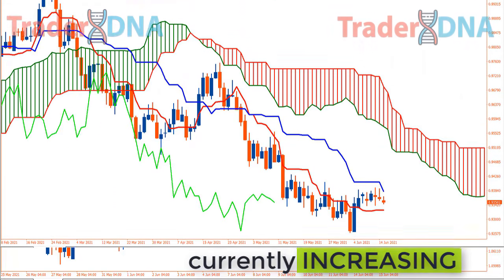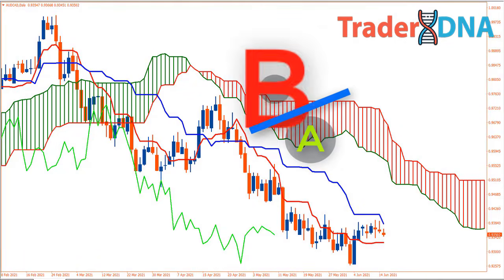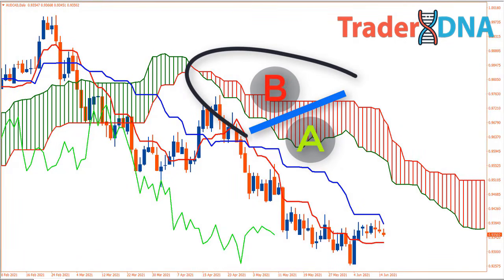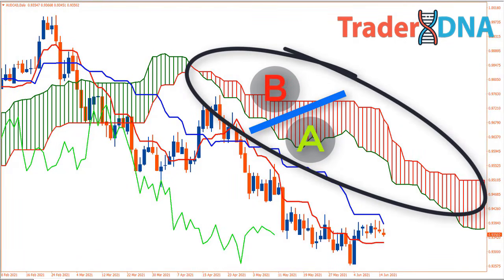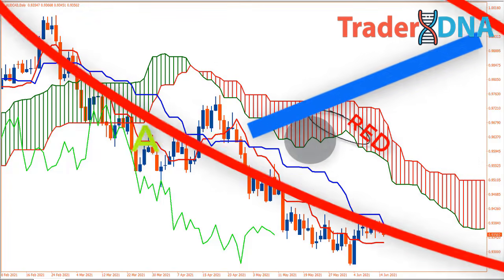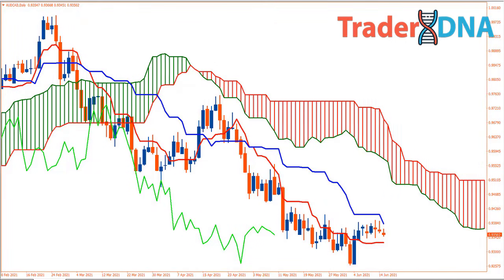On the other hand, when leading span A is below leading span B, the underlying asset is likely moving in a negative direction. When this happens, the cloud will be shaded red. Despite the graph's complications, simply looking at the colors of the cloud can help you determine the direction of the market. Here are some basic interpretations of the Ichimoku charts.